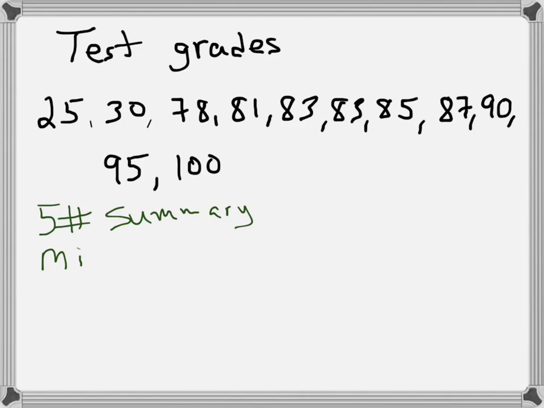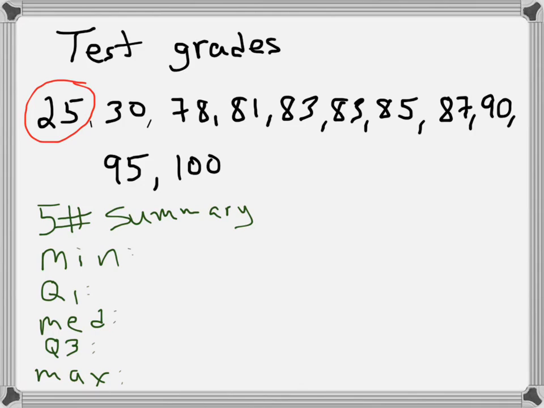What we're going to look at is the min, the first quartile, the median, the third quartile, and the max. So our minimum, let me change my pen, is right here. That's 25.